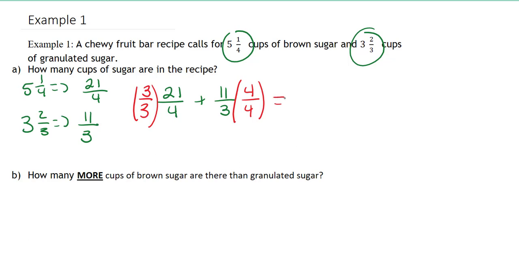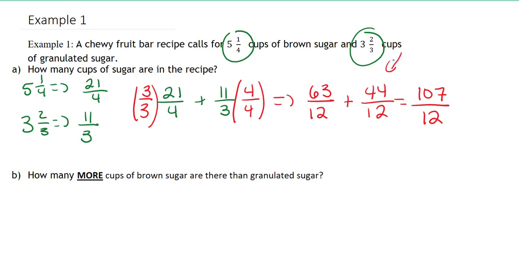So now let's go ahead and multiply this out. We have 3 times 21, so that's 63 over 12, plus 11 times 4, so that's 44 over 12. So what do we get here? Well, 63 plus 44 is 107 over 12. And always feel free, if you need to, to go do this on the side to confirm that this is indeed 107 on the top.